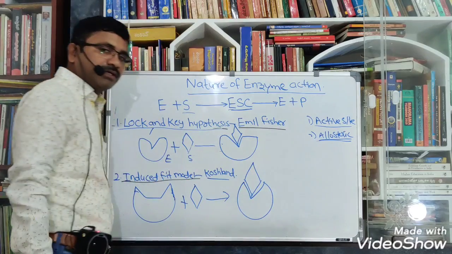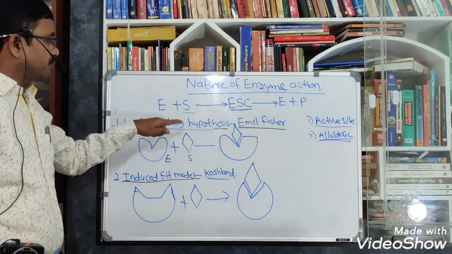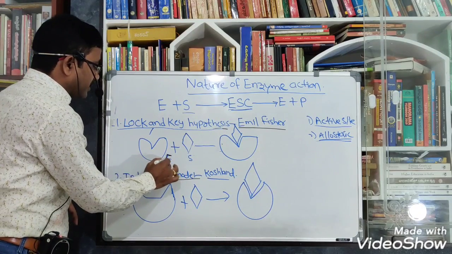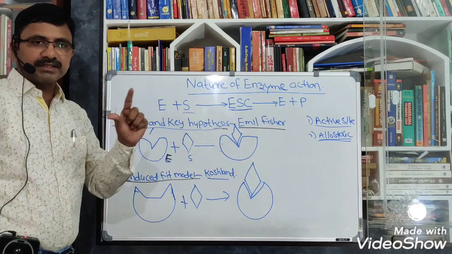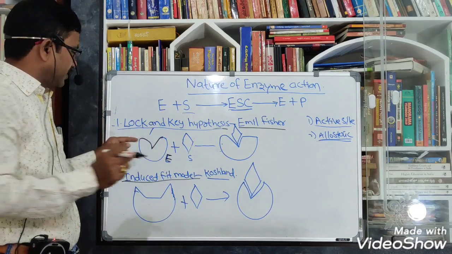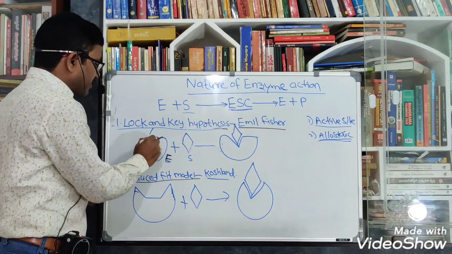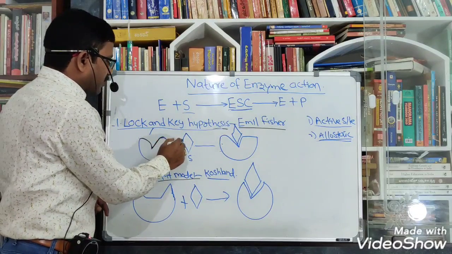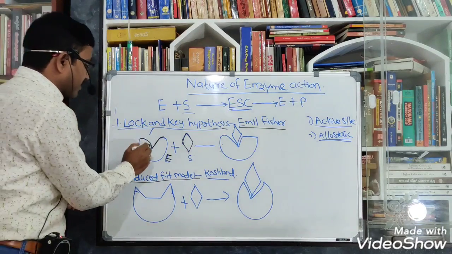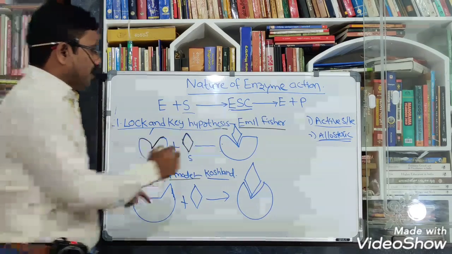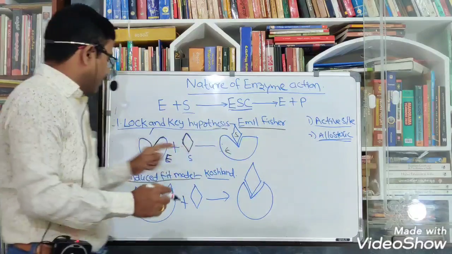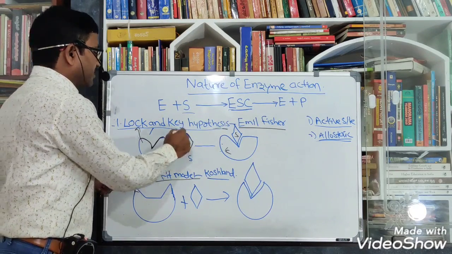It was proposed by Emil Fischer. This is important from an exam point of view. According to this theory, the enzyme is rigid in structure, and the active sites have a definite shape. The substrate, whose shape is analogous to and similar to the active site, can bind at the active site. As a result, the enzyme-substrate complex is formed, finally resulting in the formation of product. So here the enzyme refers to the lock, and the substrate refers to the key.